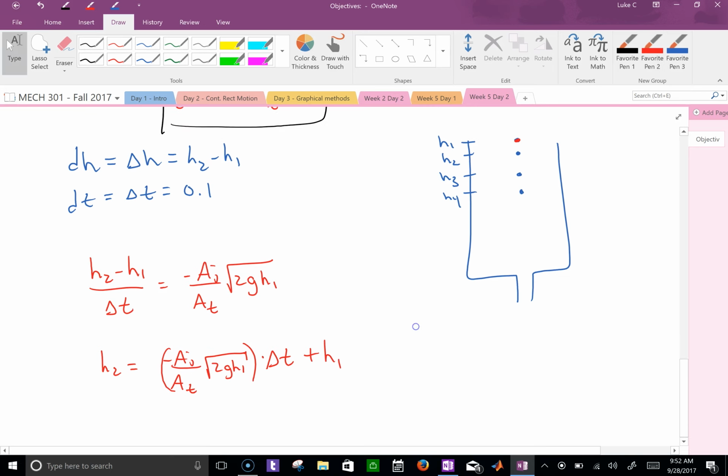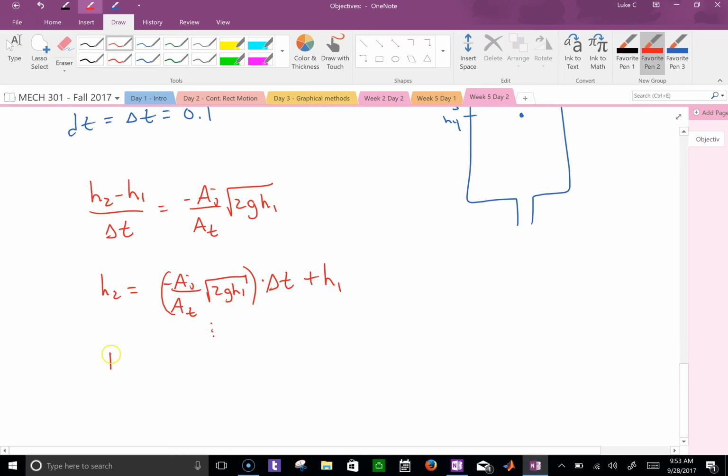So look. That's our second H value. Right? So as long as we know our initial, which is H1, we can then plug it in here and solve for H2. Okay, what about H3? How do we find the next value of H3? You do the same thing. Do the same thing, right?